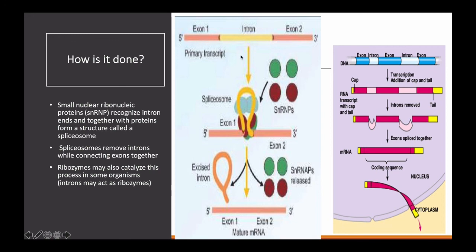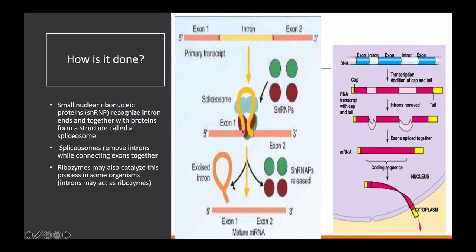So here's an exon here. Here's another exon over there. The small nuclear ribonucleic proteins, or snRNPs, are able to recognize the introns. Along with the help of some other proteins, they form a structure called a spliceosome. And essentially, they cut out the intron, and they glue together the two exons. So then this is what we have over here.